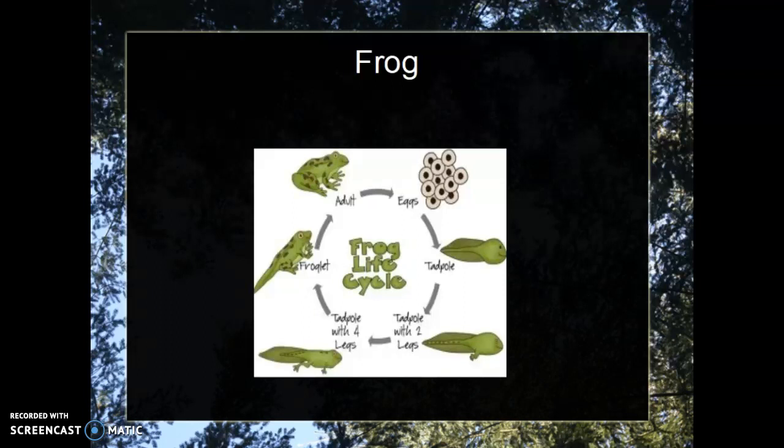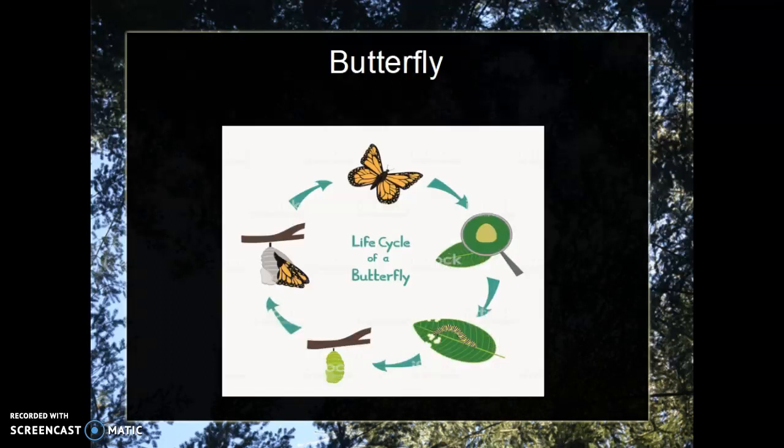Finally, in the final stage of the life cycle of the frog, the tail completely retracts and the frog is able to hop onto land, and it is the adult frog that we recognize. Next, let's take a look at the butterfly and its life cycle.